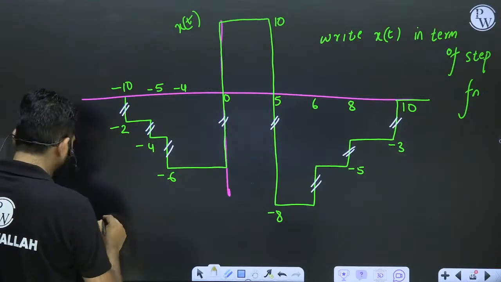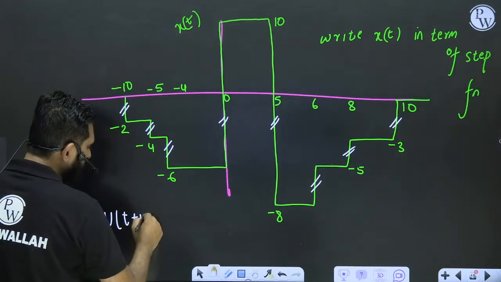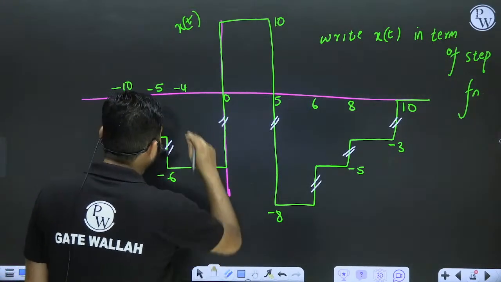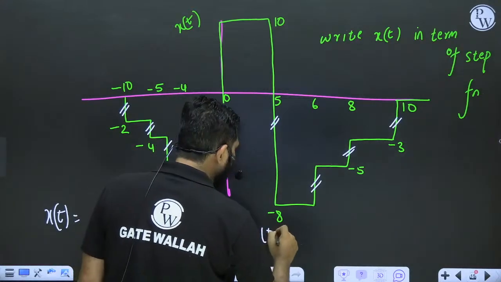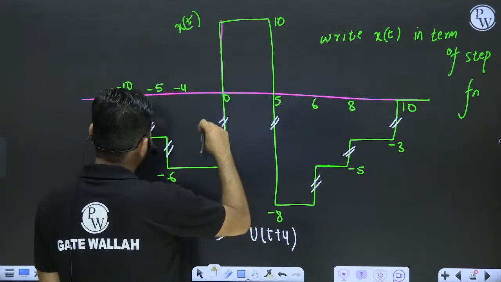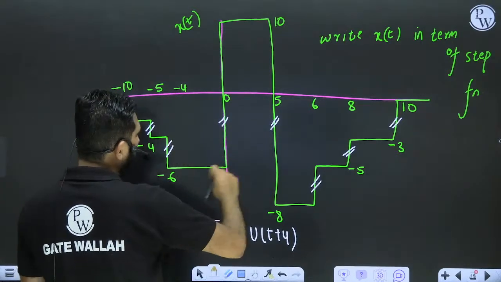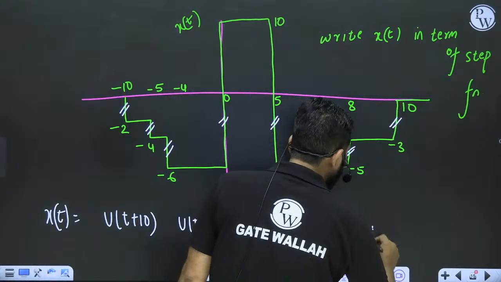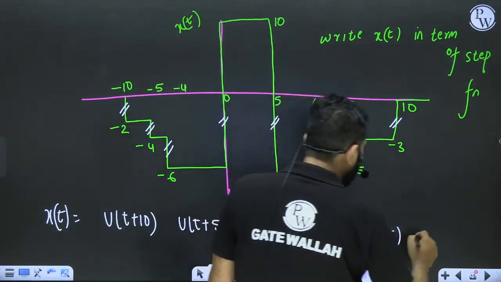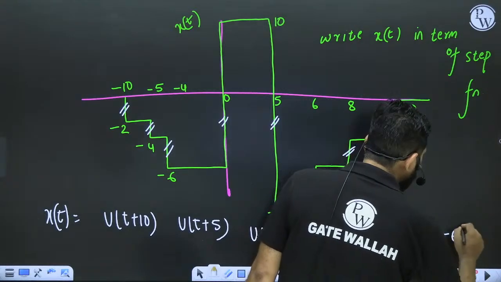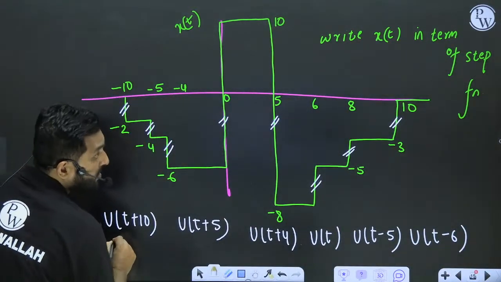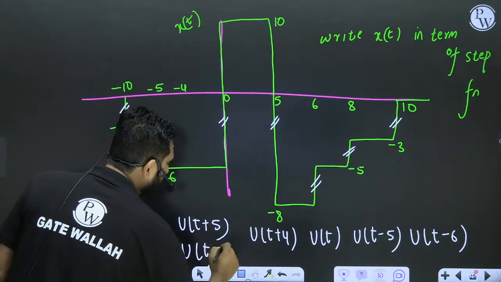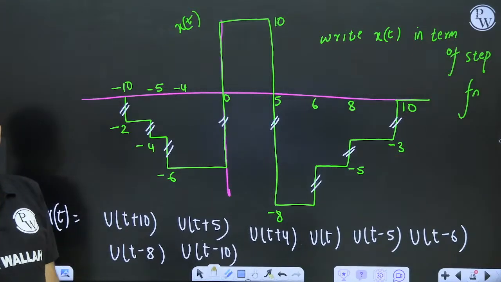This is a jump at minus 10, so u(t+10). Then at minus 5, u(t+5). Then at minus 4, u(t+4). Then we have u(t) at 0. Then u(t-5), then u(t-6), then u(t-8), and then you have u(t-10). These are the jumps we have.